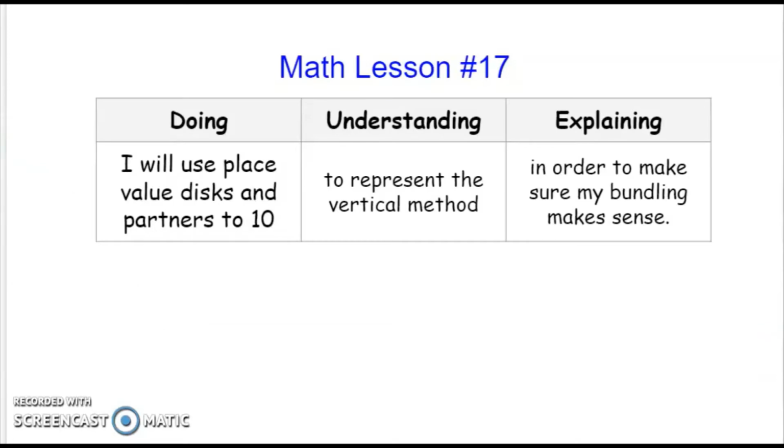Okay, my friends, let's go ahead and quickly review partners to 10. Remember, partners to 10 are 2 digits that make up the whole of 10. For example, partners to 10 would be 1 and 9 because they make 10. 2 and 8 are partners to 10. 3 and 7 are partners to 10. 4 and 6 are partners to 10. 5 and 5 are partners to 10. Now that we have reviewed that, let's go straight into our teacher model.